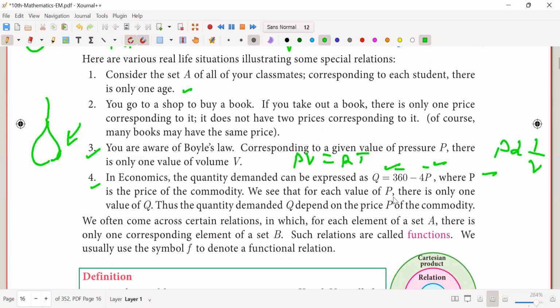We see that for each value of P, there is only one value of Q. If I put P equal to 2, price equal to 2 rupees, then 360 minus 8, the quantity which I can produce is 352. If I fix the price as 10, 4 into 10, 40, so I can produce only 320 quantity. So this is the relation between the quantity which I have to make and the price which I'm going to fix. All right. There is a lot of difference between cost and price.